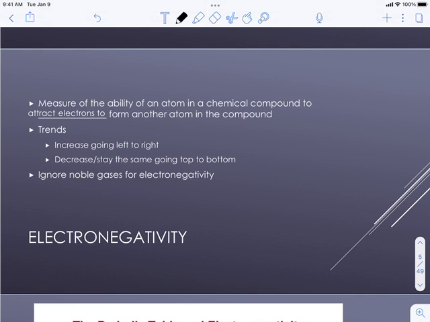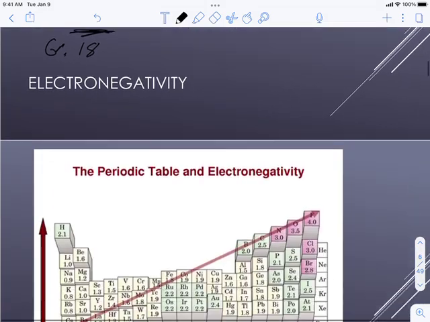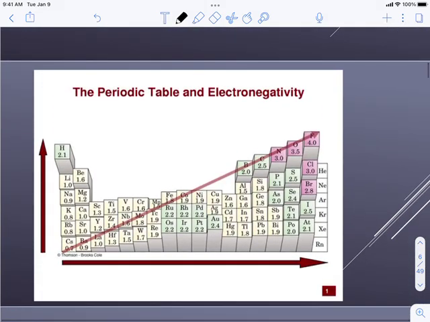We will see that noble gases do not have, for the most part, electronegativity values because they have a full octet. They have a full valence electron shell, so they do not want any more electrons. They do not want to give up any electrons. They do not want to bond at all. They are full. They are happy. That's why we ignore the noble gases, and that's group 18. There's the trend.